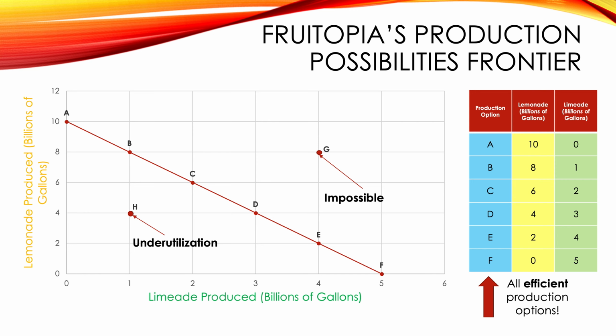They're using all of their resources to the max potential. But two, we don't know what the people of the country prefer. If they prefer lemonade, they'd probably rather have a point like C or B or A. If they prefer limeade, they'd probably rather have a point like D or E or F. It depends on preferences. And since we're not given that information, we can't make any assumptions about it. So underutilizing, efficient, impossible right now.